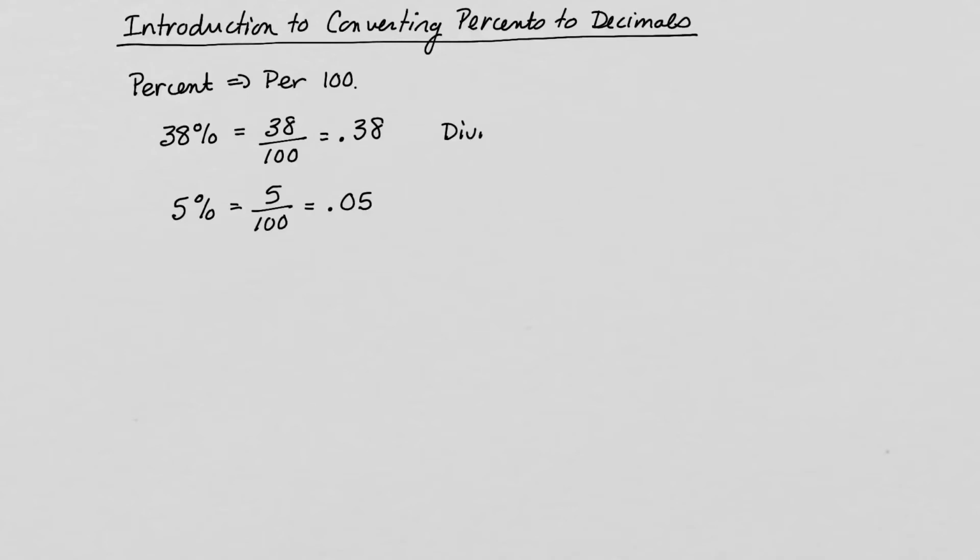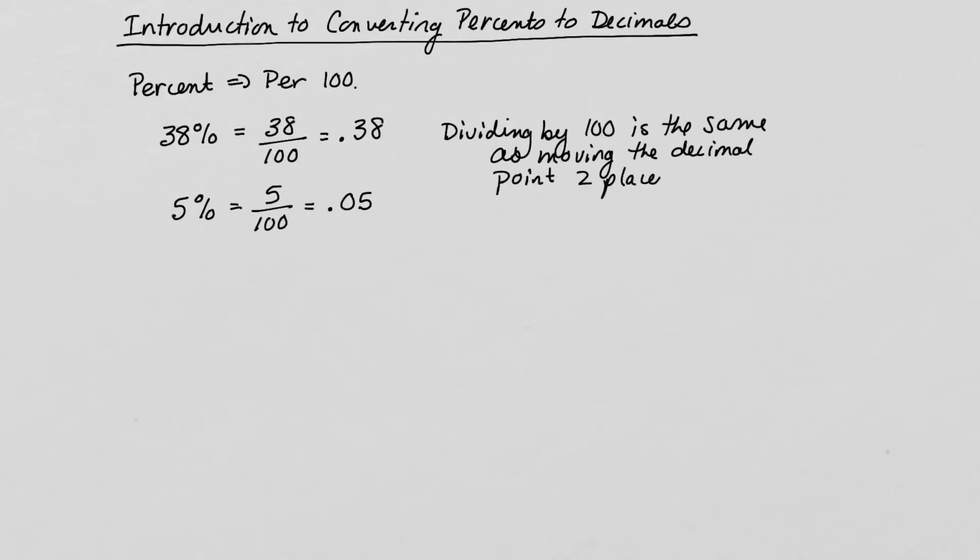So dividing by 100 is the same as moving the decimal point 2 places to the left. So if you think about here at 38, there was a decimal point here and it moved 2 places to the left. That's how I got the 0.38.